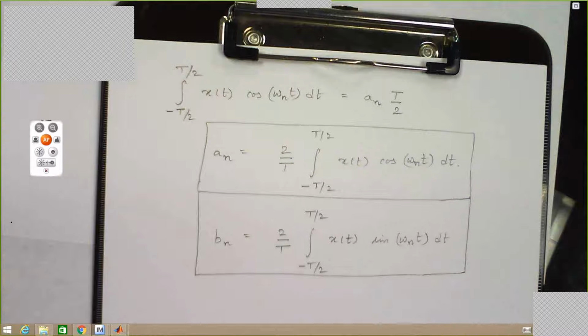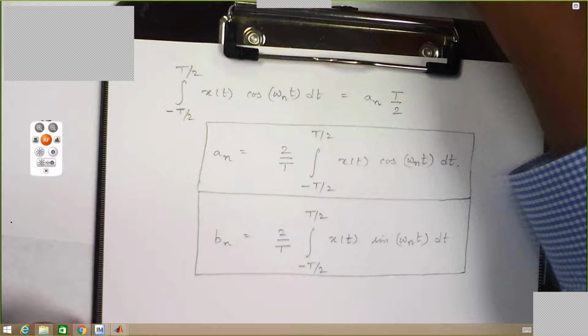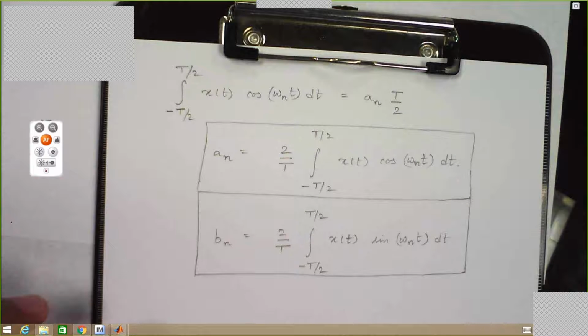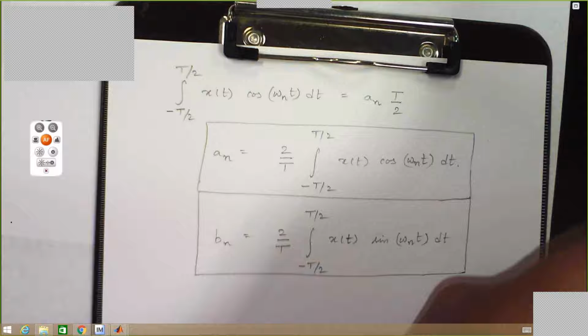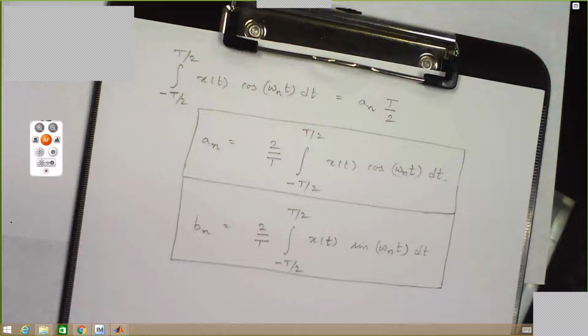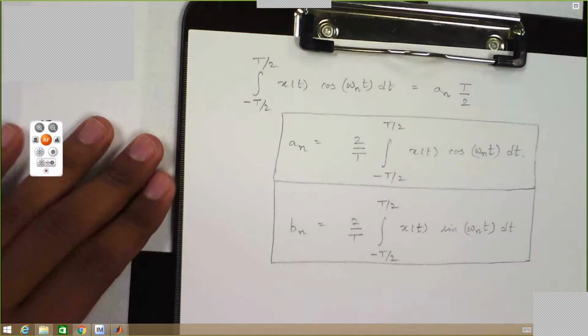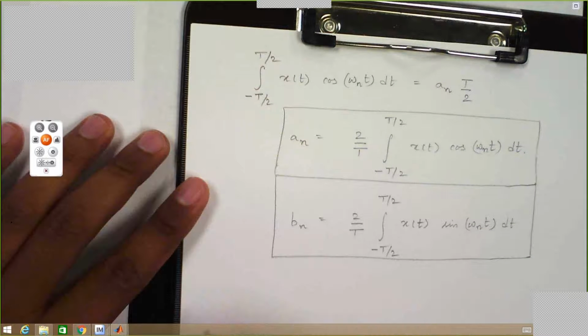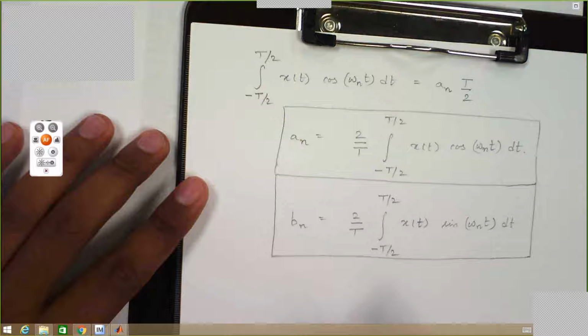Okay, so let's proceed a little ahead so that we can finish this up and go into the MATLAB part. Okay, where was I? Okay. So now we look at what is known as the complex Fourier series.